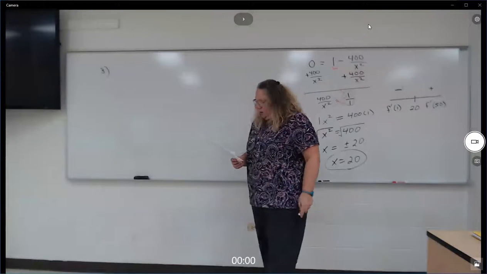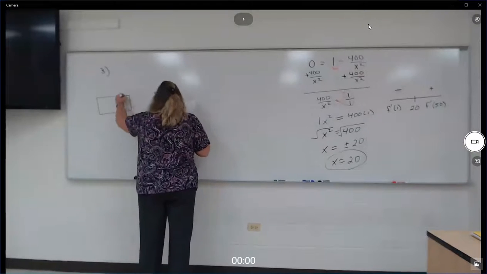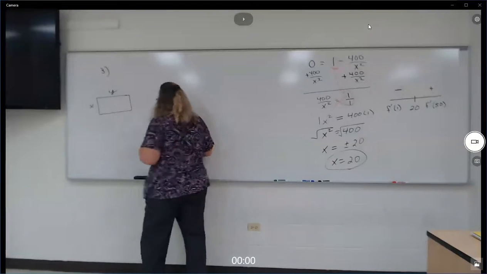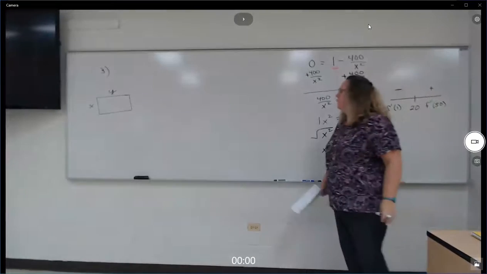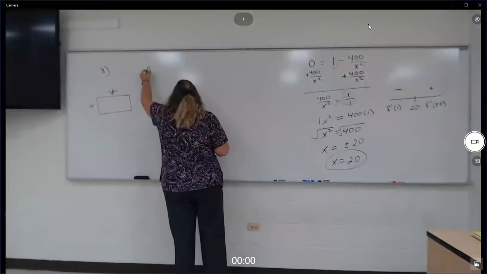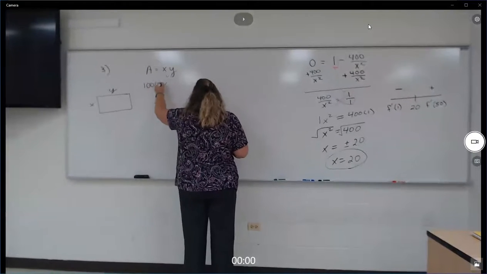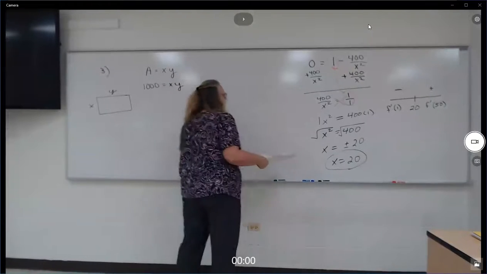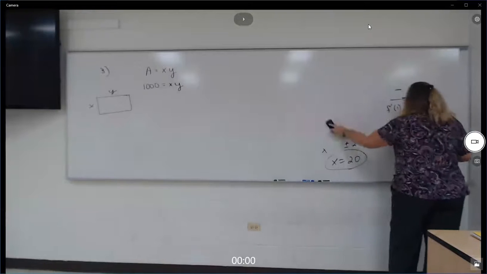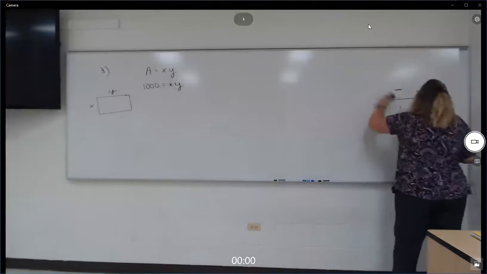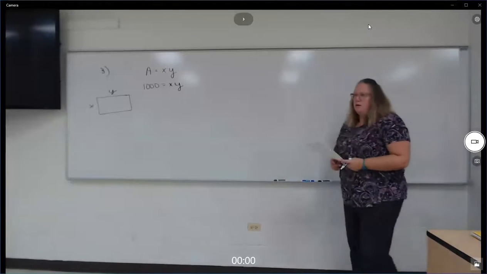Okay, so the dimensions of this rectangle, we don't know. So we'll call it X and Y. But what do we know about the area? The area is 1,000. So area is X times Y, and we know that the area is 1,000. This is almost identical to what we just did. Okay. We want the perimeter to be a minimum.